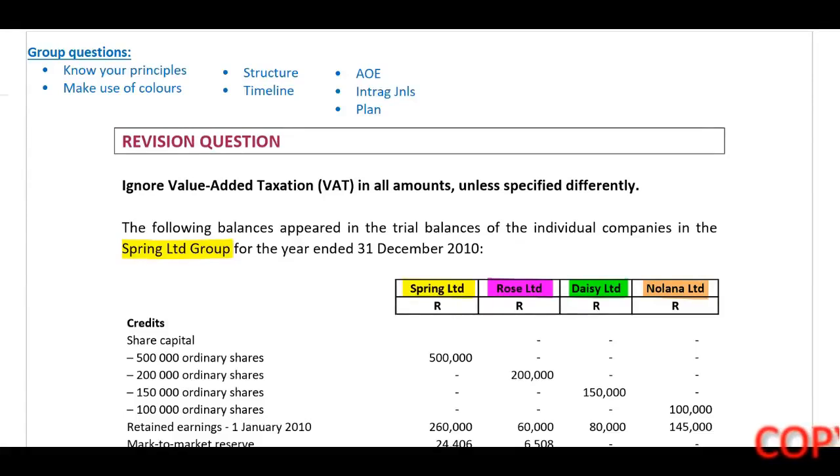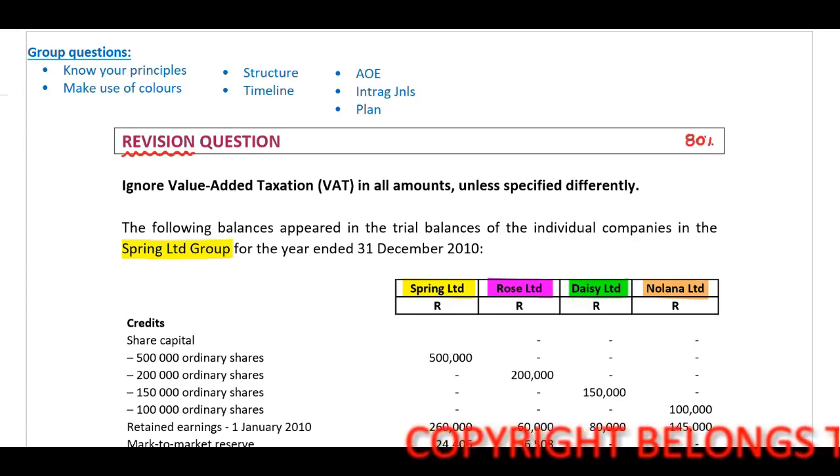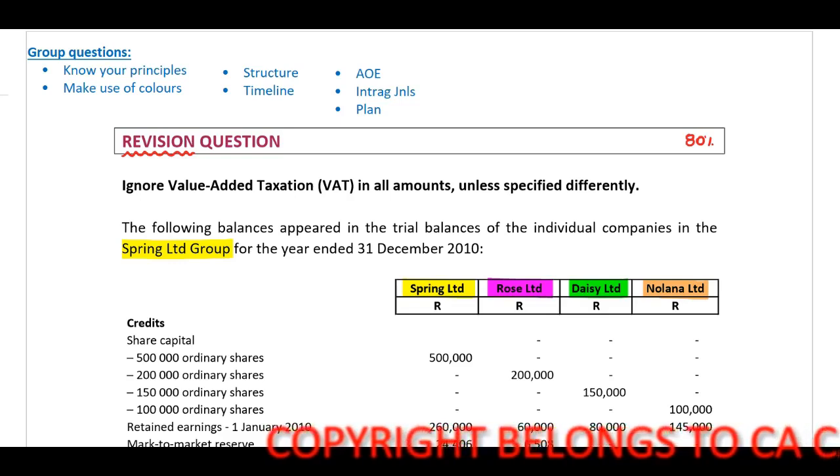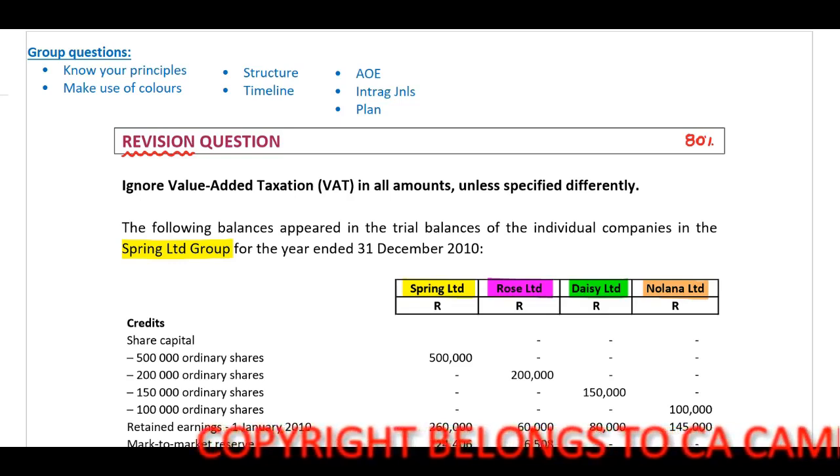Welcome to our first groups tutorial question. This is a revision question, therefore this question is based on your third year knowledge. Guys, you need to at least obtain 80% for this question. If you do not obtain 80%, you need to go back to basics and you need to study your principles.